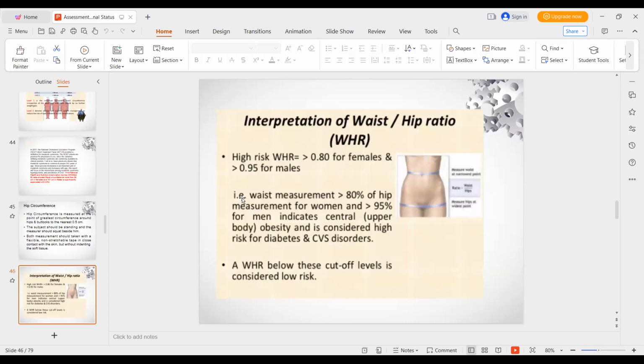Interpretation of waist-hip ratio. High-risk waist-hip ratio is more than 0.80 for females and 0.95 for males. Waist measurement more than 80% of hip measurement for women and 95% for men indicates central obesity and is considered high risk for diabetes and serious disorders. A waist-hip ratio below these cutoff values is considered low risk.